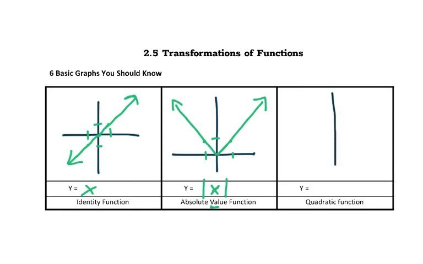The third out of our 6 is the quadratic function. And the quadratic function also goes through -1, 1, 0, 0, and 1, 1. But it makes a curve. It's like a U. And quadratic functions look like x squared. Anytime the squared is the highest exponent, it's a quadratic function.